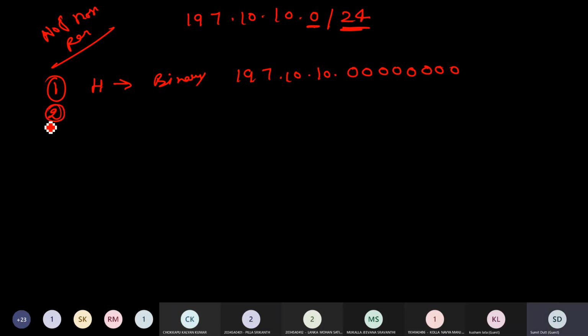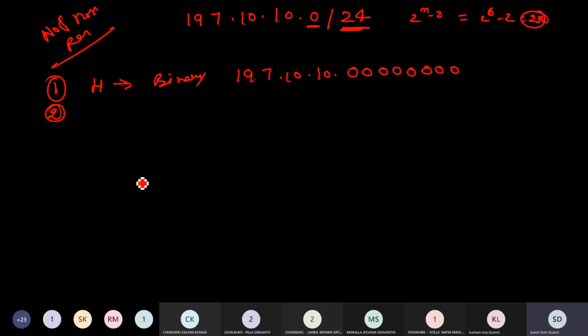What is the formula for number of usable hosts? 2 to the power n minus 2, and n means number of host bits. Hope you remember. So for class C, it is 2 to the power 8 minus 2. That is how we achieve 254.